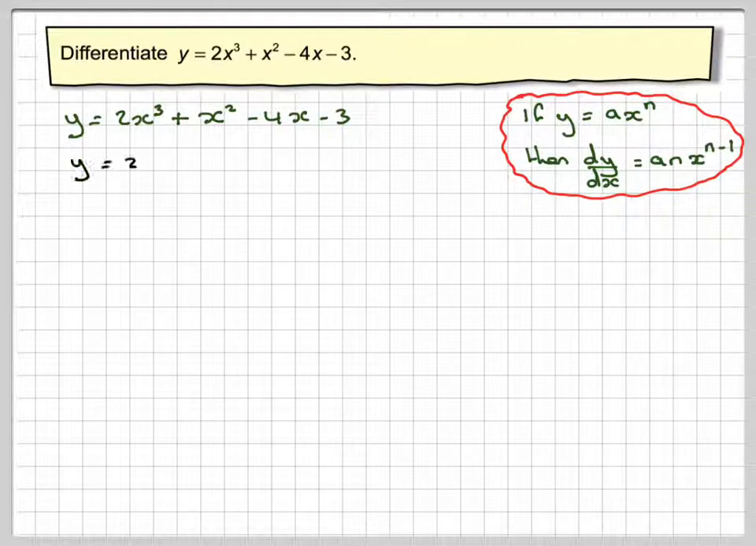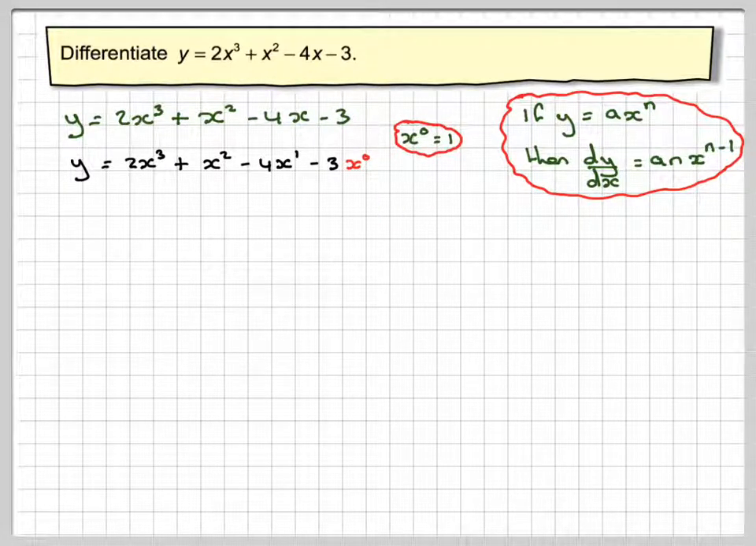First of all, I'm going to rewrite this as y is equal to 2x cubed plus x squared minus 4x to the 1, and I'm going to write minus 3 as minus 3x to the 0. I can do that because x to the 0 is equal to 1. Normally you probably wouldn't do this stage, but as this is the first one, I think I need to do it to explain it to you.